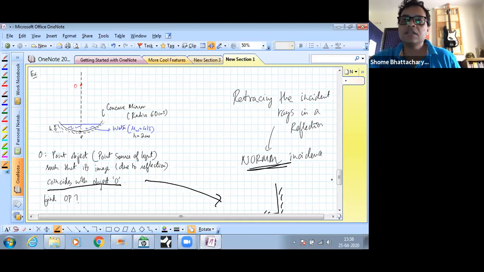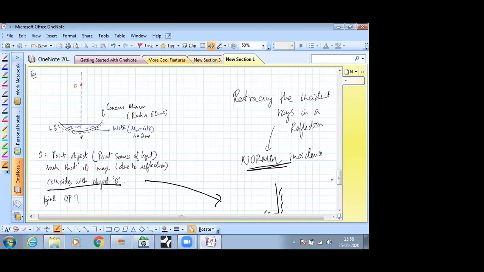Just start with a ray diagram for this particular case and see how it works out. You will be able to find the answer very soon.